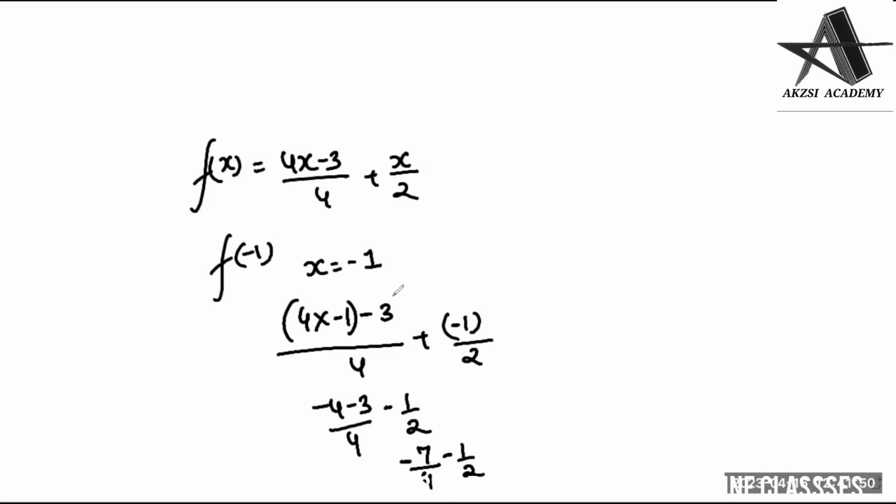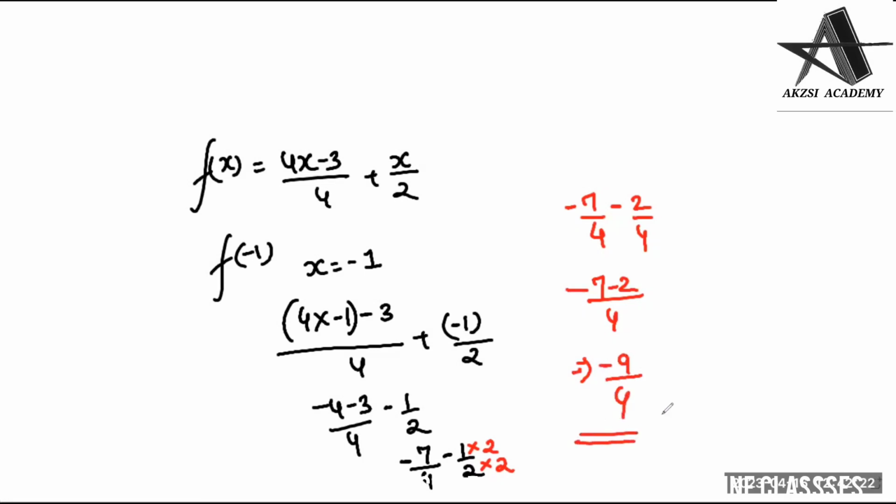How can we solve it? When we add or subtract fractions, we make the denominator the same. Obviously, the LCM is 4, so I need to make the denominator 4. To do this, I'll multiply this with 2 and I'll multiply this with 2 as well. So this is going to be minus 7 by 4 minus 2 by 4, or (minus 7 minus 2) by 4, which will give you negative 9 by 4 as your final answer.